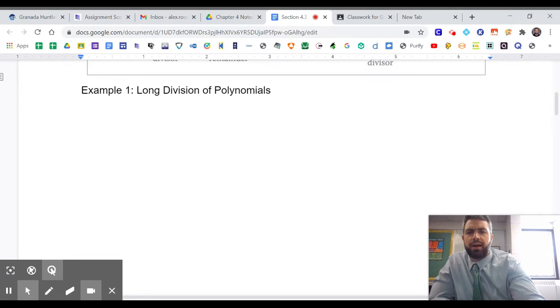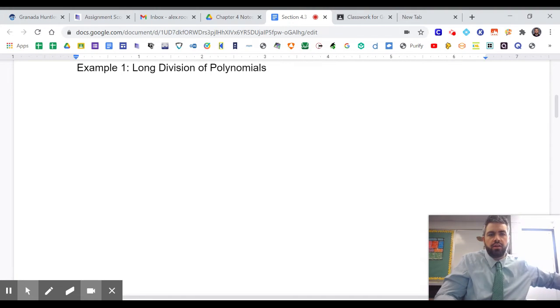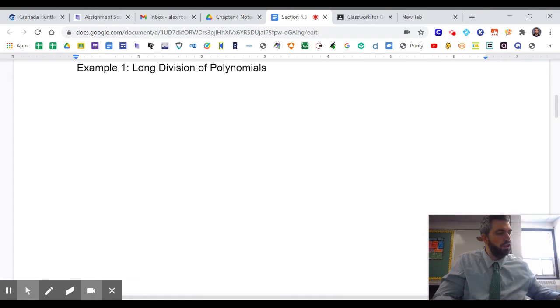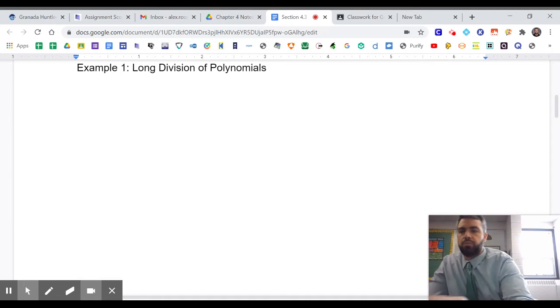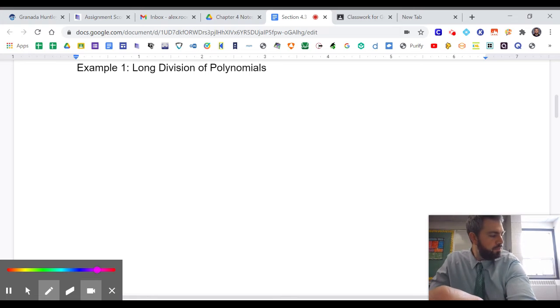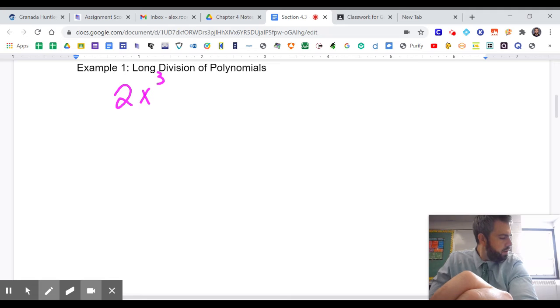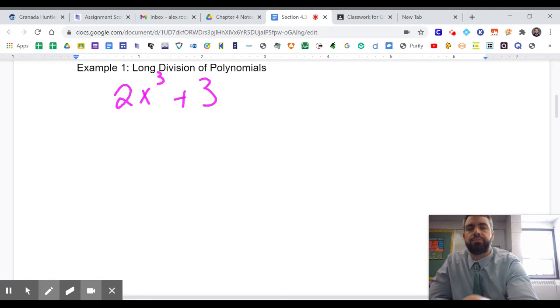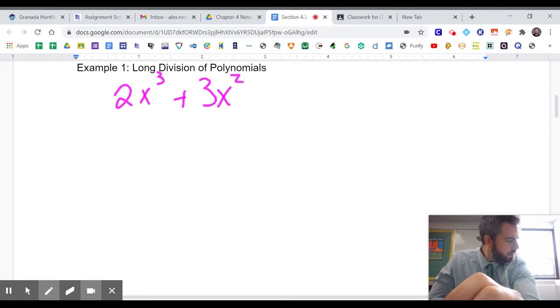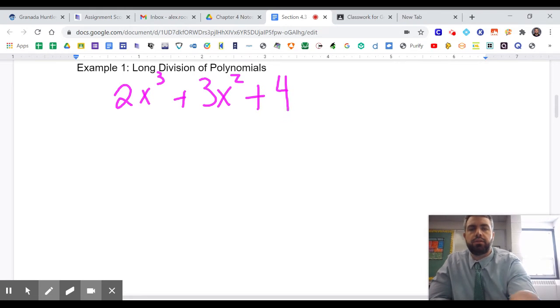So let's take a look at a problem, including that we can use long division to simplify, okay? All right, so we are going to look at the problem. Okay, here's our problem right here. We're going to look at 2x to the third plus 3x squared plus 4x plus 4 divided by x plus 1.